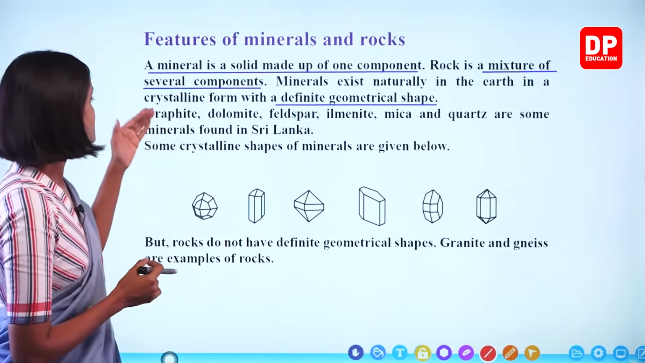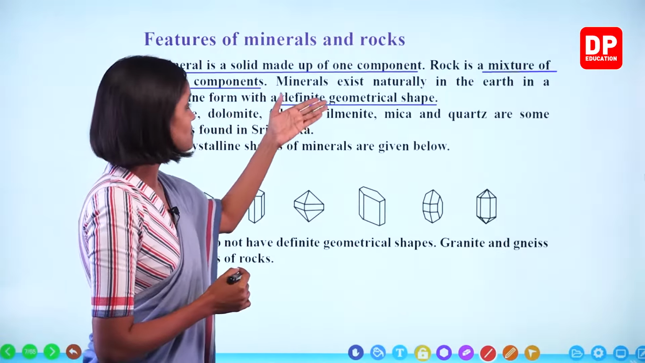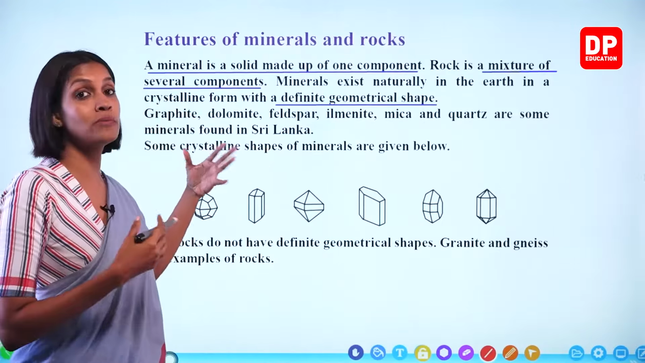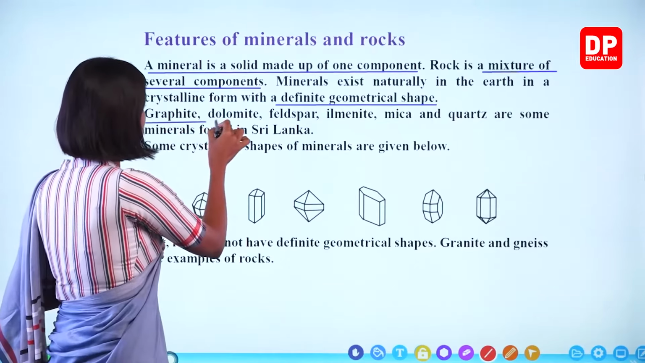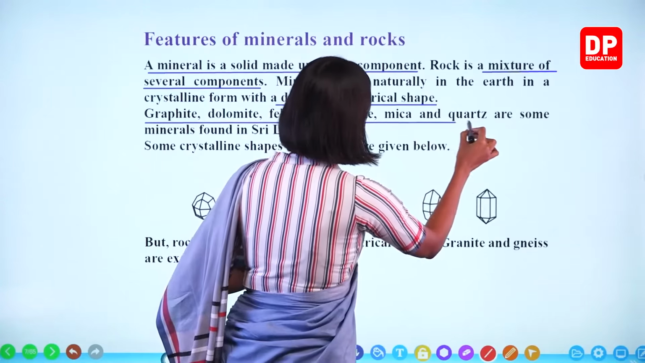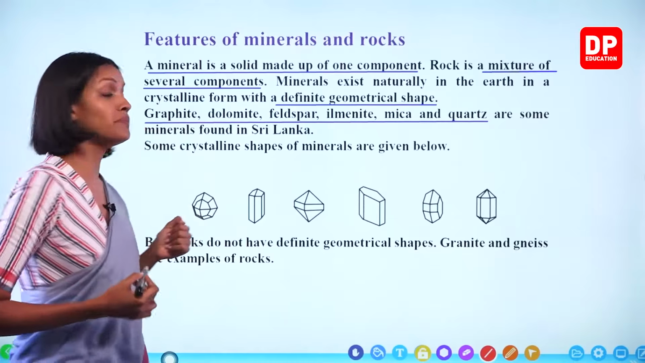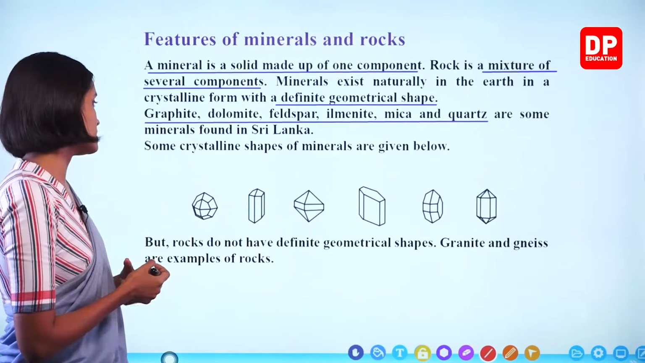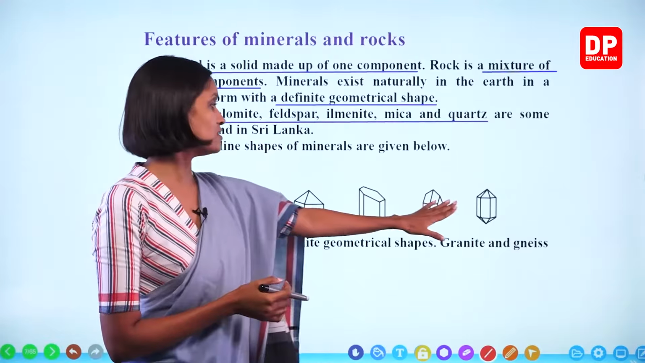Okay, graphite, dolomite, feldspar, ilmenite, mica and quartz are some minerals found in Sri Lanka, commonly found minerals. These are some examples. We are going to learn more about these minerals later. Okay, so these are some minerals found in Sri Lanka. Now here are the examples for some crystalline shapes of minerals given below.